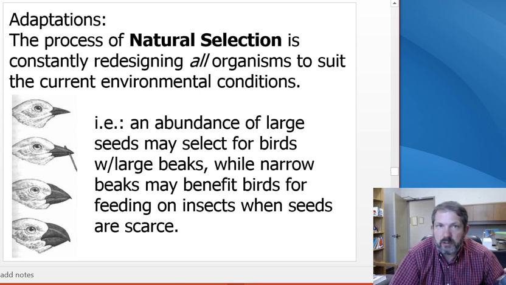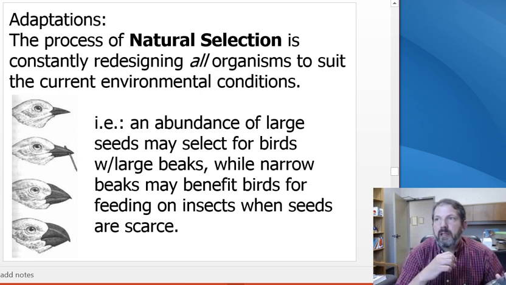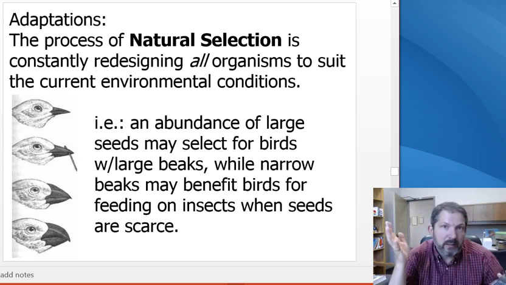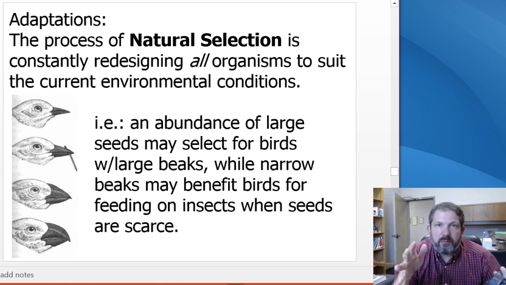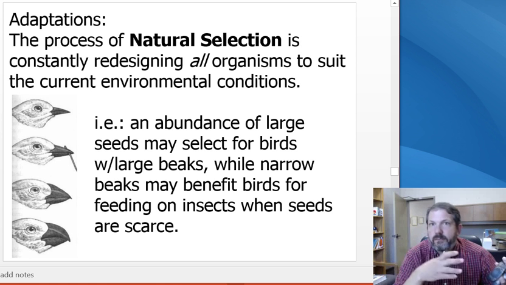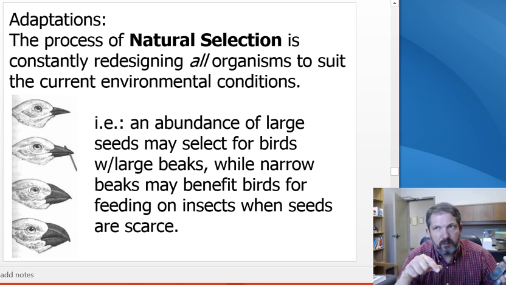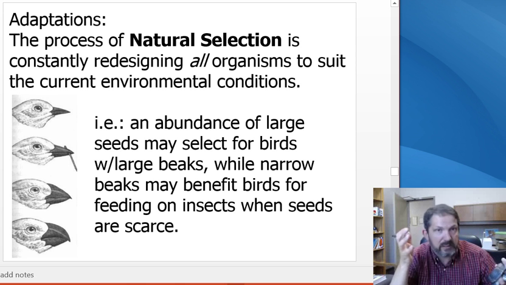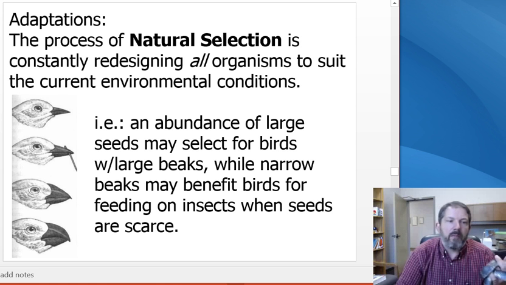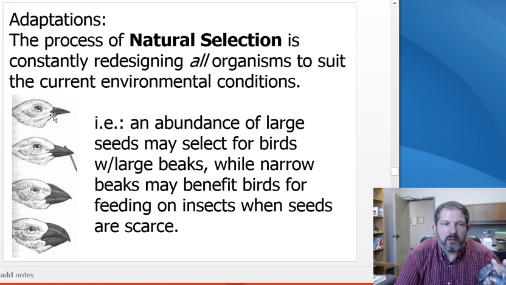But if one mouse has some sort of advantage over another, maybe its color blends in better, maybe it runs a little faster, maybe it can sense a snake a little better than another one, it might have a slightly better chance of surviving. So over many generations, populations can evolve. Individuals cannot evolve. I can't evolve, but humans as a population, as a species, can change over time.